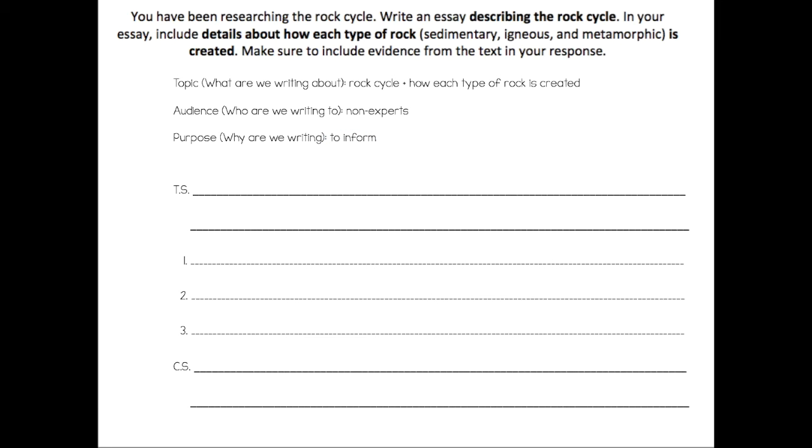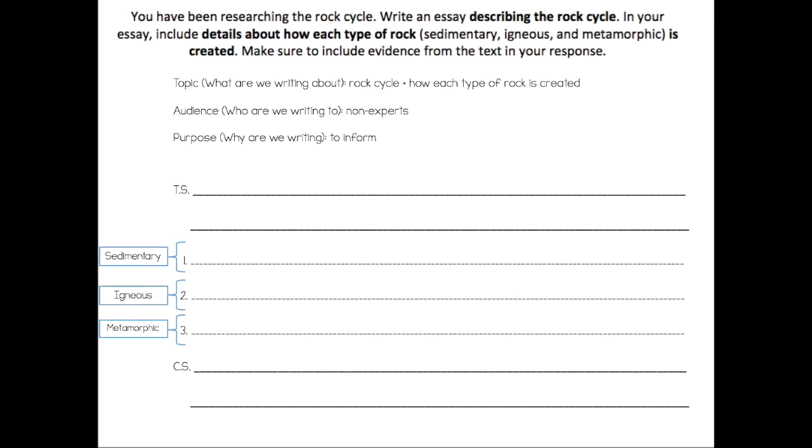Okay, we are now ready to get started. Before we start outlining, let's review what each part of our quick outline contributes to our full essay. First, we know that our topic sentence, or our TS, must address our topic. As a reminder, we have our topic right here. We're writing about the rock cycle and how each type of rock is created.